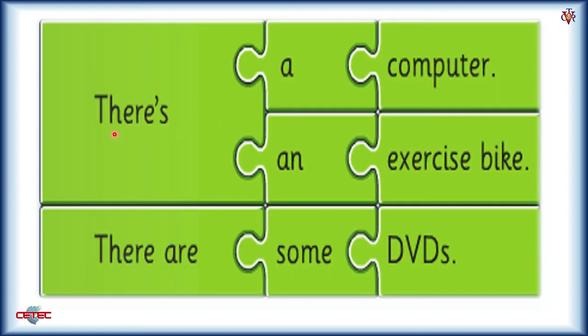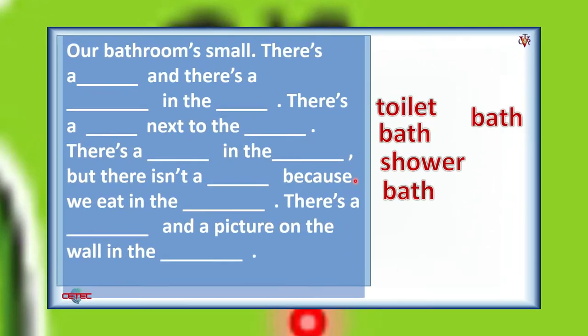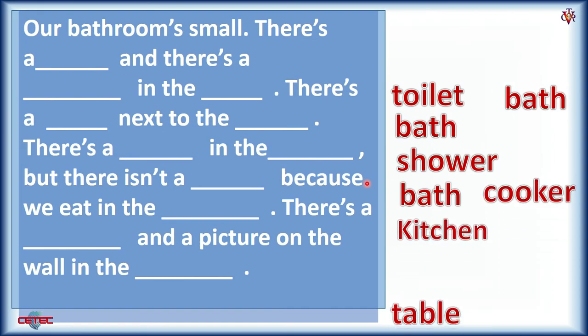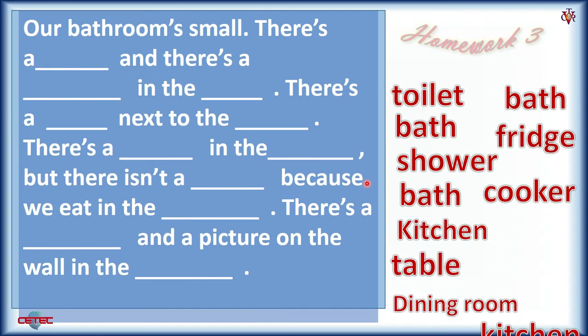Now, let's see this example. There is a computer. There is an exercise bike. There are some DVDs. Here, it's so clear that when the noun is a consonant, the next word, number 3, and you have to use the next words to complete this article.